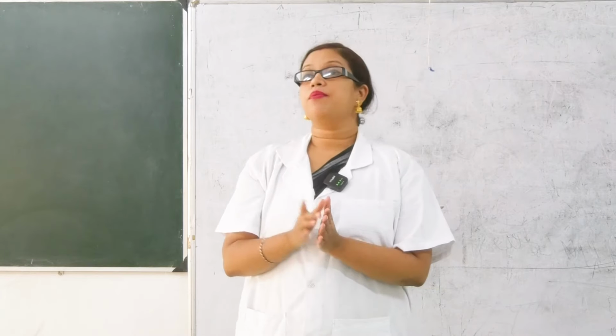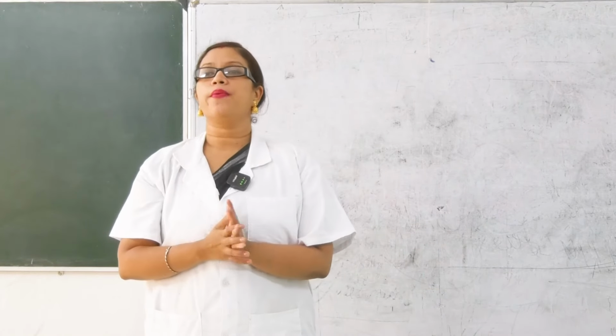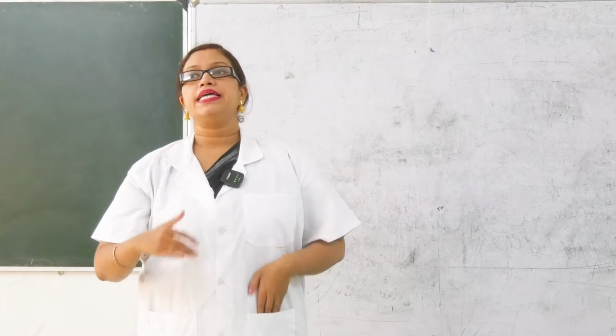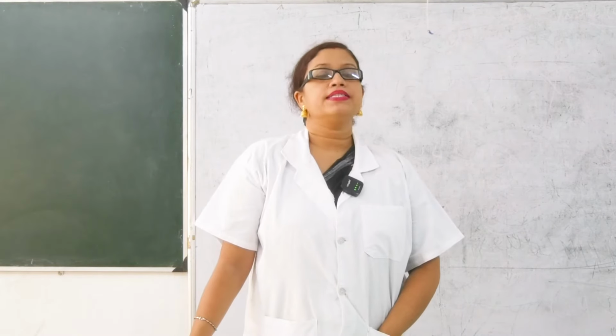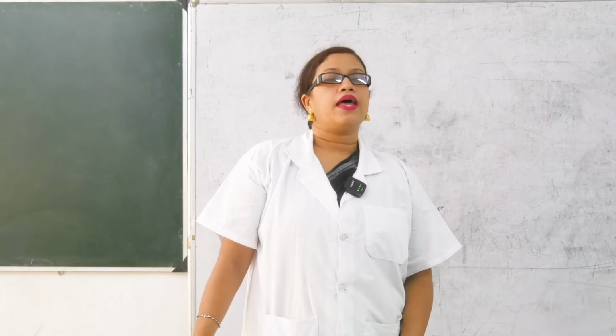Now we are talking about the forebrain. Write it down. The forebrain, the prosencephalon, is again divided into two structures. The anterior is known as the telencephalon, and the posterior part is known as the diencephalon.